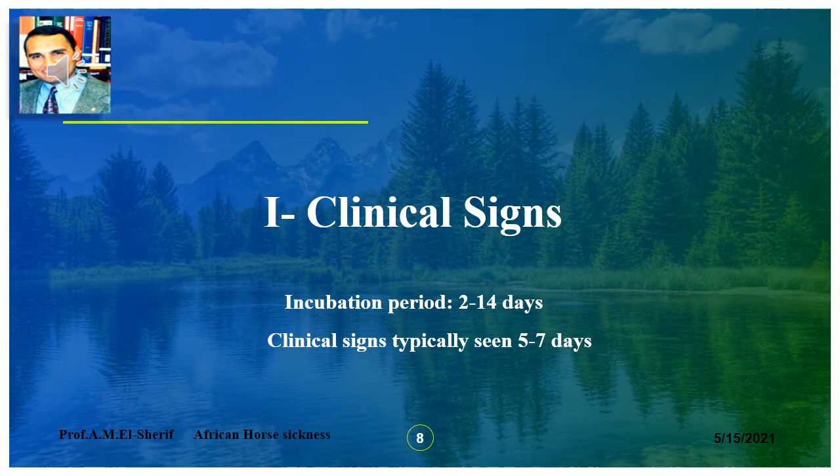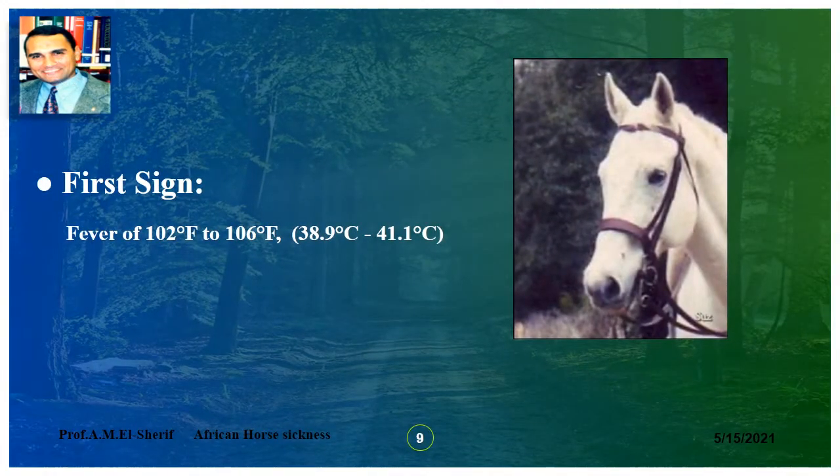The incubation period of African horse sickness disease is about 2 to 14 days. Clinical signs are typically seen at the 5th to 7th days post-infection. The first sign of the disease is fever, reaching 38.9 centigrade up to 41.1 centigrade. By Fahrenheit, it reaches between 102 to 106.